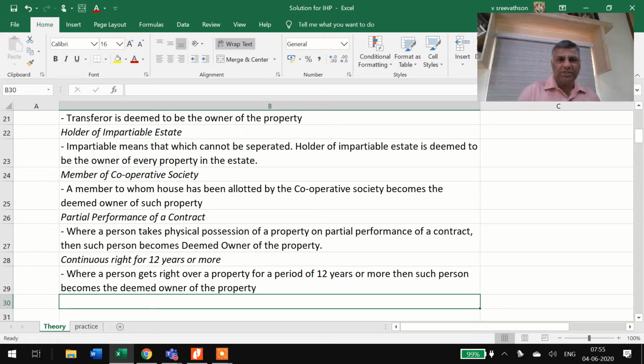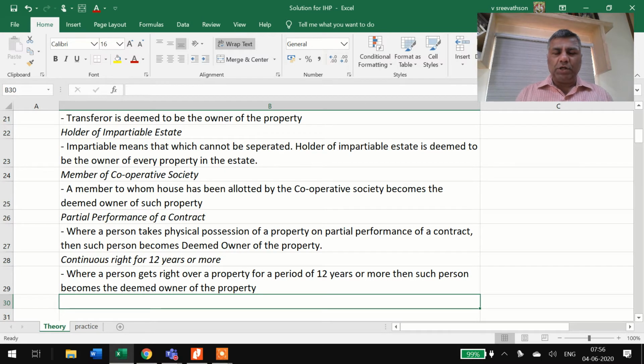So, friends, concept of deemed ownership. Supposed to be owner. Okay, 6 cases. Transfer of property to spouse without adequate consideration. Transfer of property to minor child without adequate consideration. Holder of an impartial estate. Member of a cooperative society. Partial performance of a contract. And continuous right of 12 years or more.